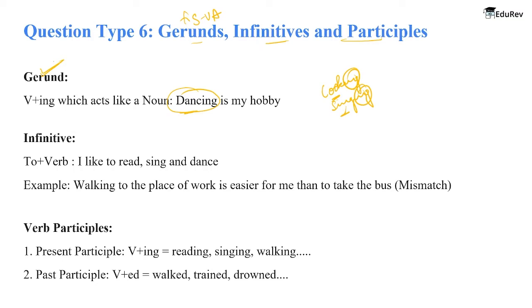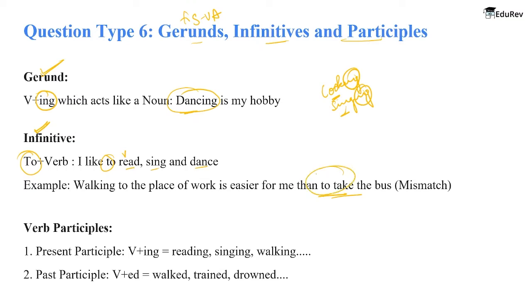Alright. So infinitive. Infinitive is when we write to with the verb. Here we were writing ing. Here we are writing to with the verb. Like I like to read, sing and dance. So to with the verb becomes our infinitive. For example, walking to the place of work is easier for me than to take the bus.